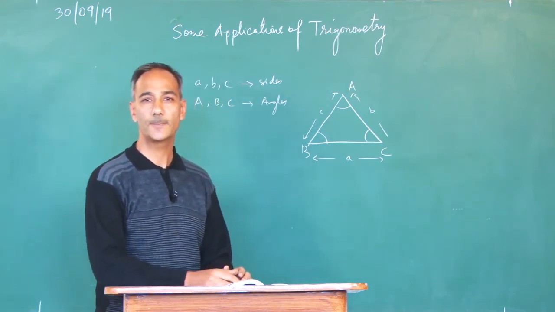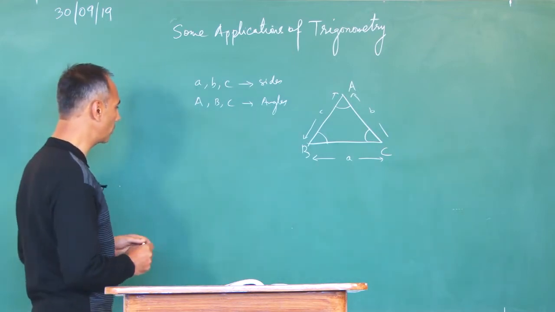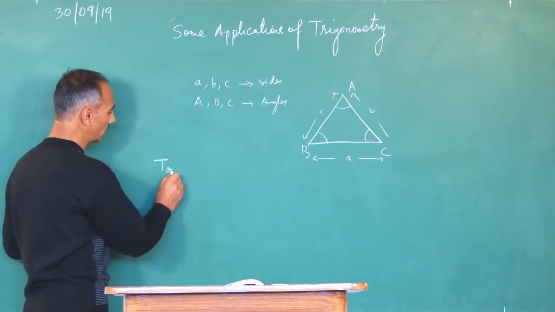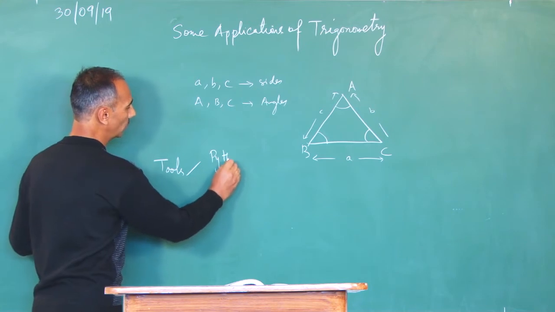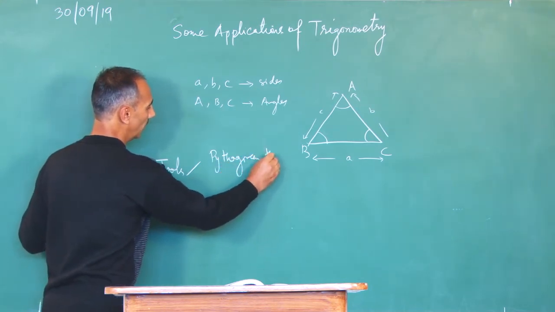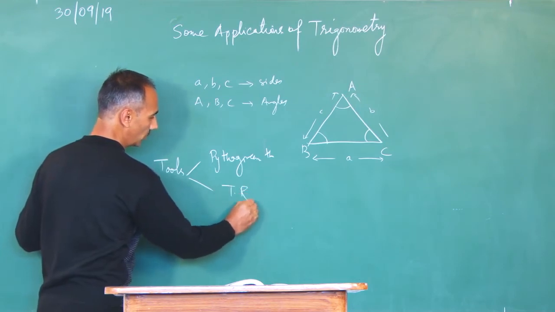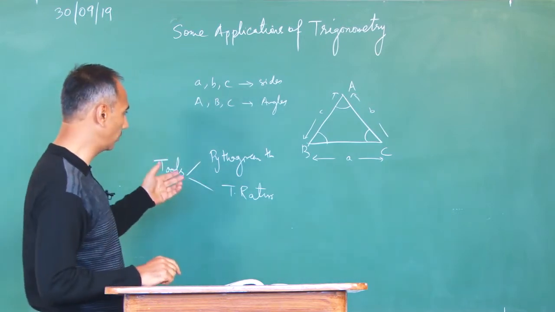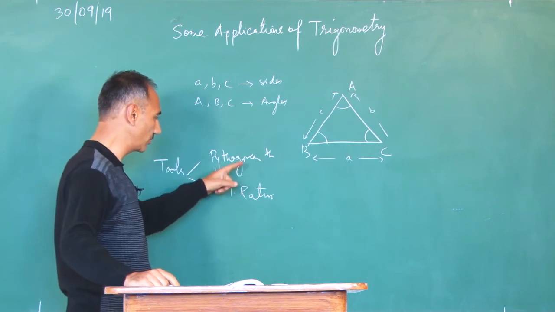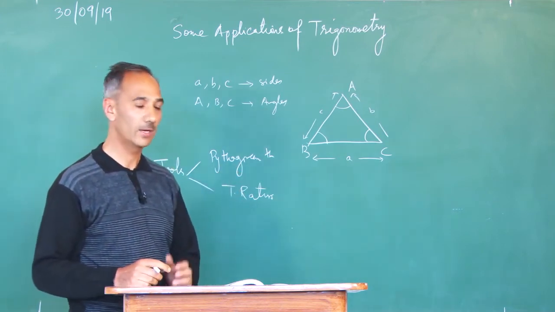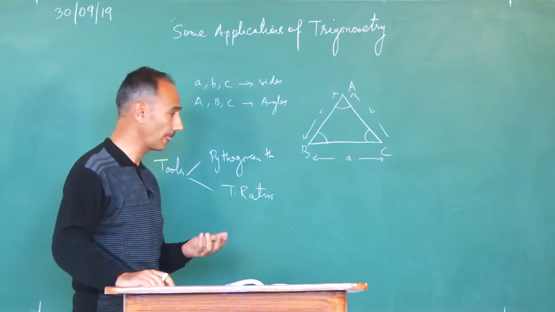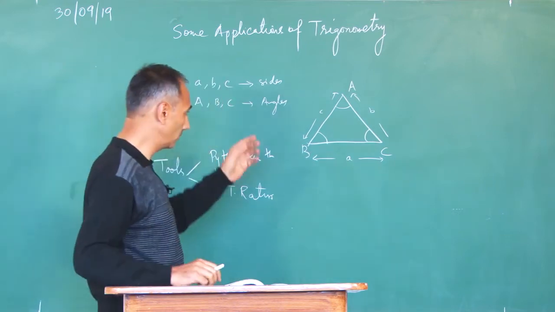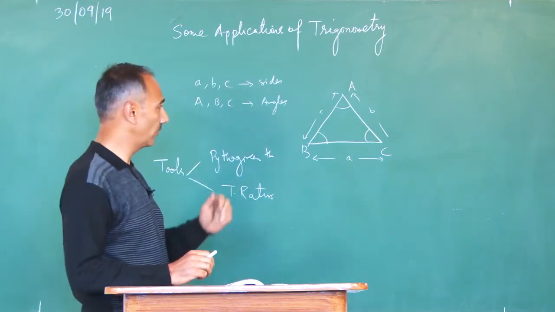Now, how does trigonometry achieve this? Trigonometry has two important tools. One is the Pythagorean theorem, which you have already done in lower classes. These are the tools of trigonometry. One is the Pythagorean theorem, or Pythagoras theorem. And the next one is T ratios, which you have already done in the introduction to trigonometry. But the Pythagorean theorem and T ratios are both applicable, both valid, in a right angle triangle. So these tools are used in trigonometry to find the sides and angles of a particular triangle.